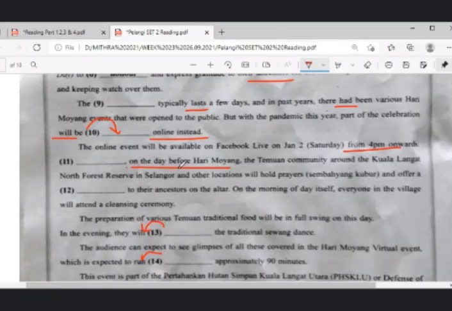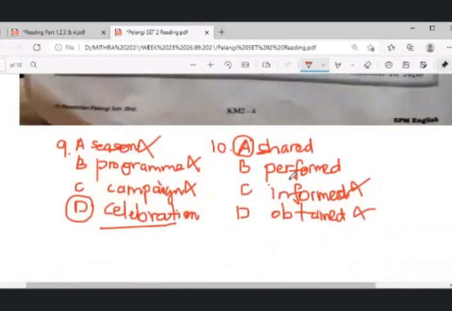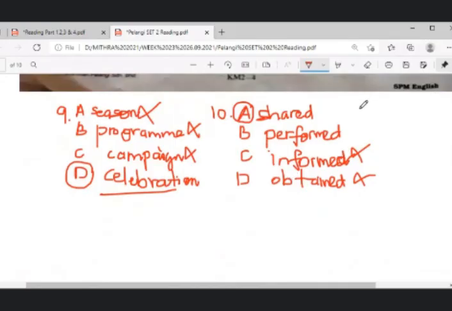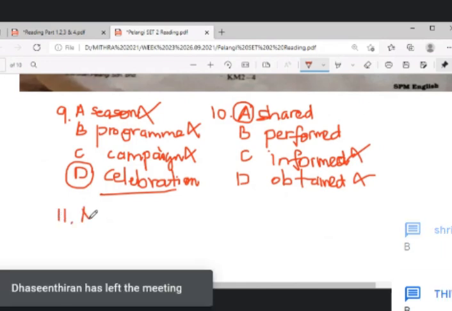On the day before Hari Moyang, the Temuan community around the Kuala Langsat North Forest Reserve in Selangor and other locations will hold prayers, that is, sembahyang kubur, and offer a. Okay, if you keep reading it just keeps running on. So what do you think the answer for number 11? Take note. 11A, nowadays. B, traditionally. Okay, 11. You have nowadays.